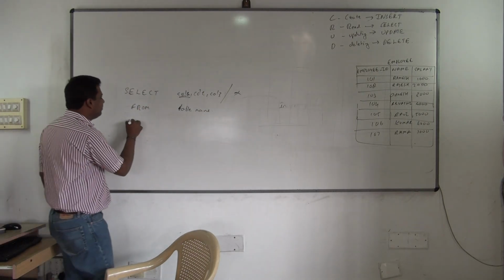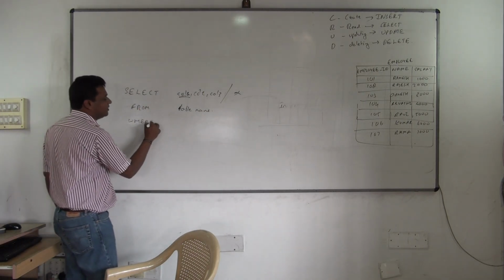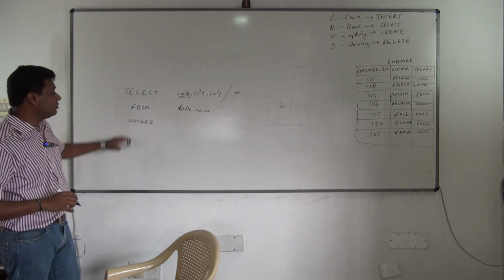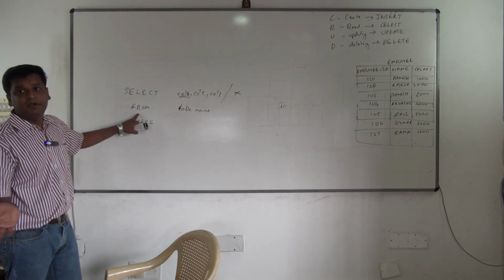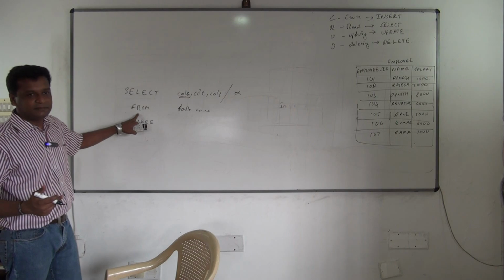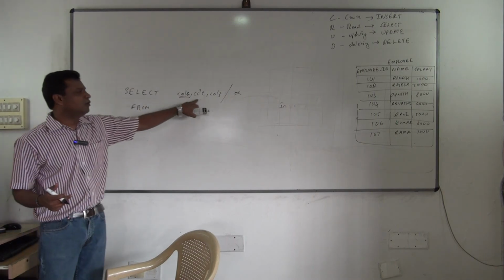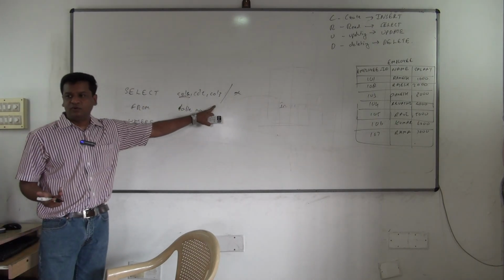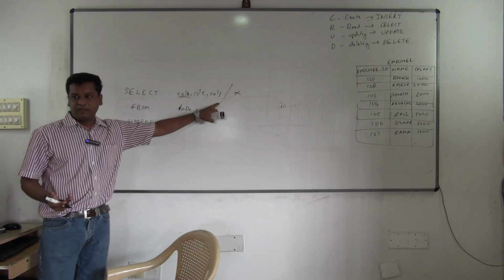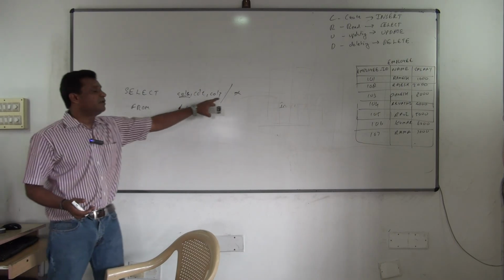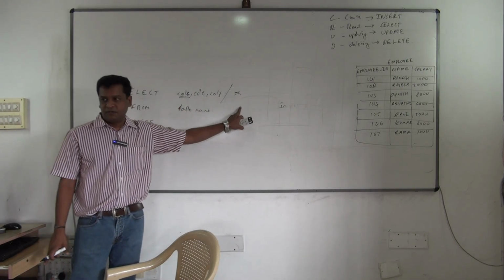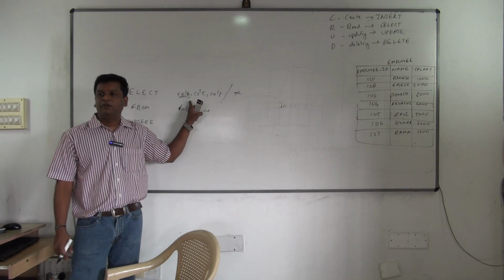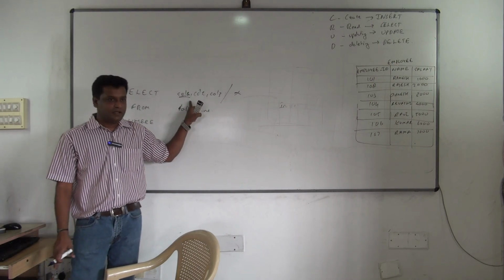Understood? Now where will be used? Using where is optional. But if you don't use where, what will happen? Everybody's records will be selected. Understood? Select column 1, column 2, column 3, either like this you go, or you say star. See, when will you go for star? When you want all the columns. When will you go like this? When you want to restrict the columns. I don't want all the columns.